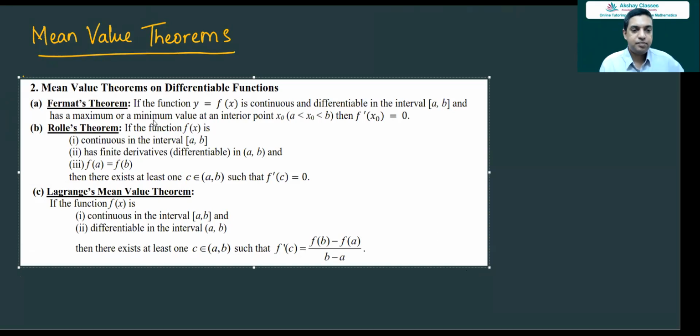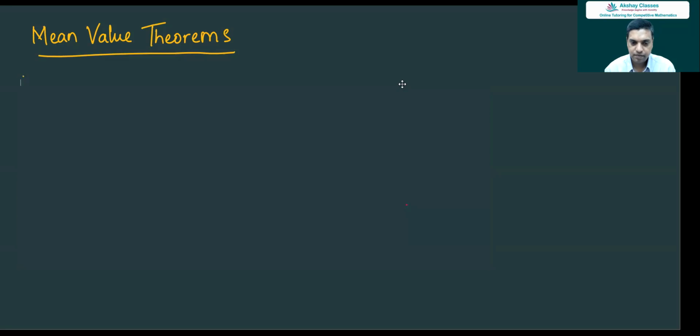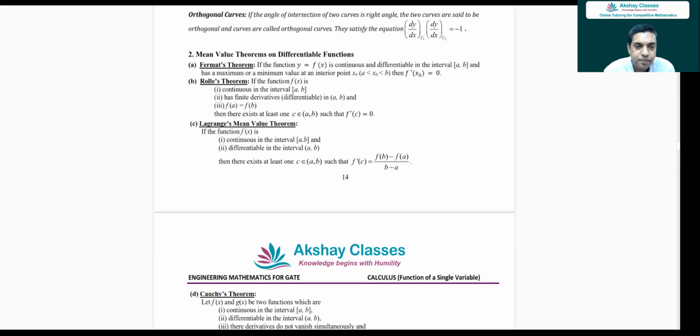Now, Fermat's theorem says that if a function y equal to f of x is continuous and differentiable in a closed interval ab, maybe I'll do it like this. I'll do it individually. That will be easier. I'll be able to explain with figures.